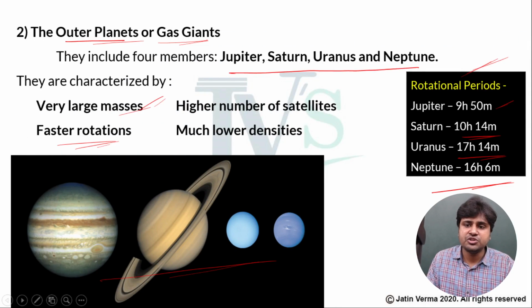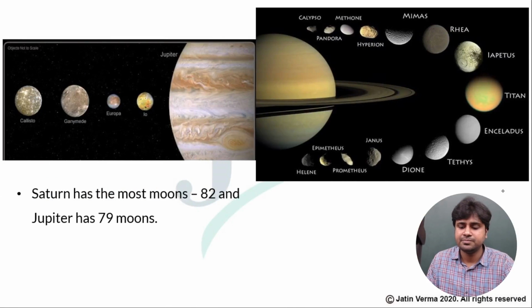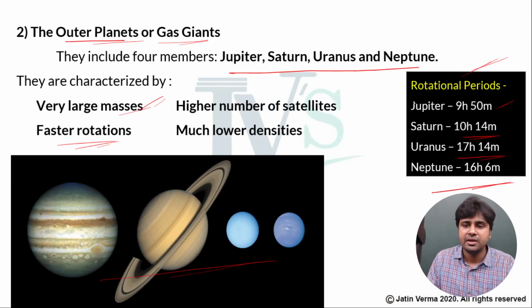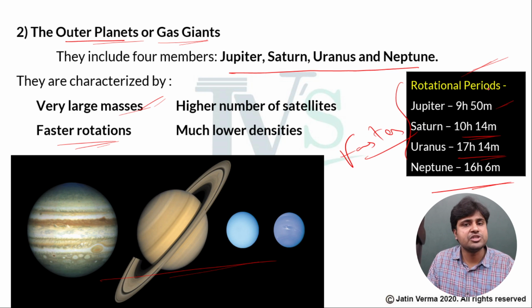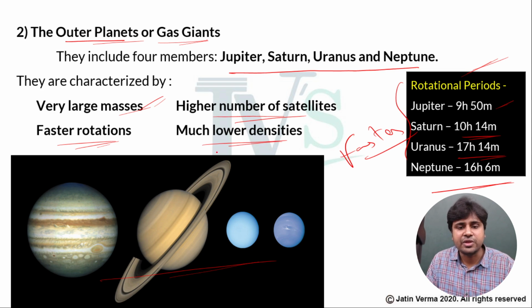So the gas giants have much faster rotational periods. Clear? Now, these planets also have a large number of satellites. So we will discuss that now. Please don't worry. And these planets are made up of gases, so that is the reason they have low densities.